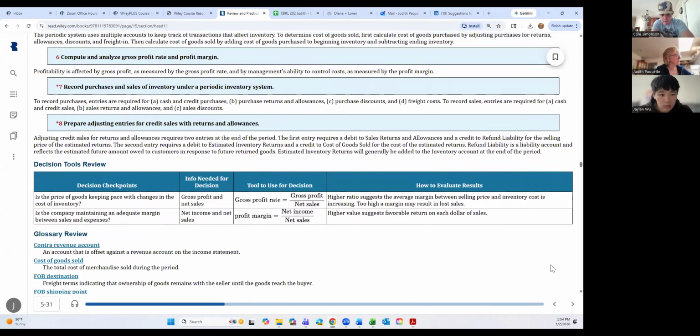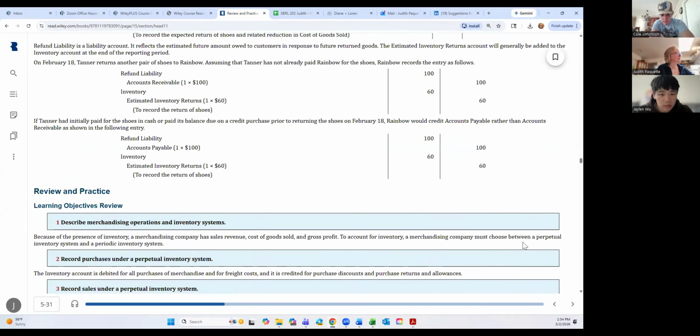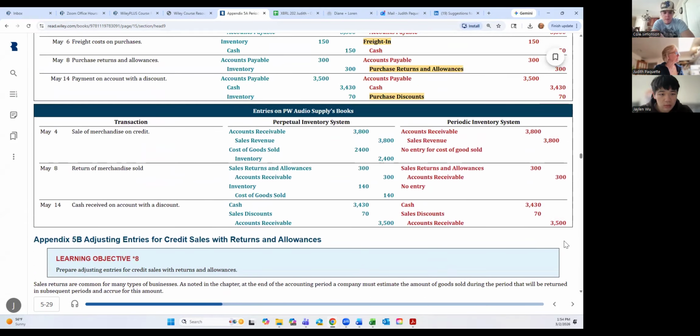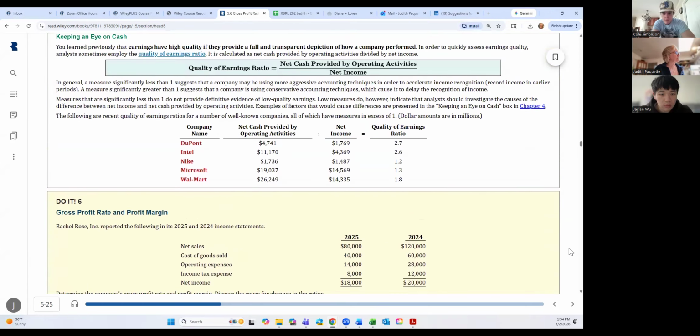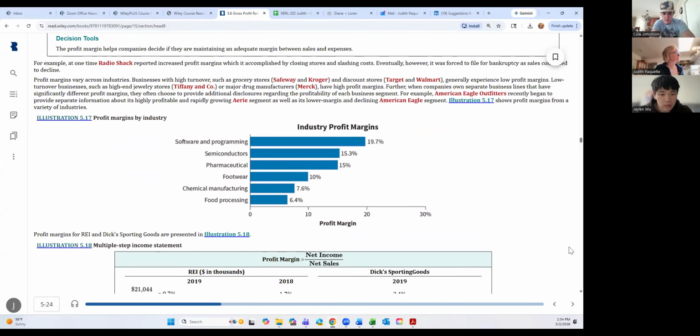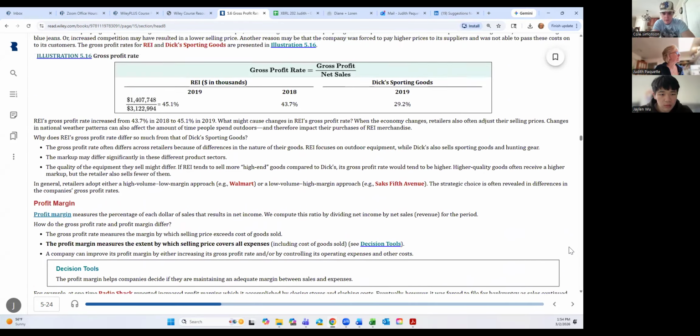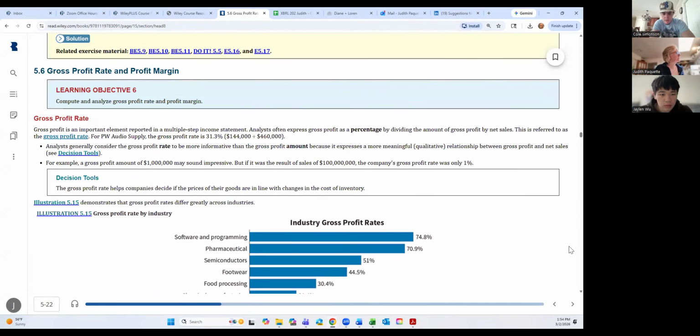All right, and where is it? It's somewhere. I'm gonna find it every time. Let's see. I gotta find it. Hang on. There is an example in your book. It's just a little hard to find.